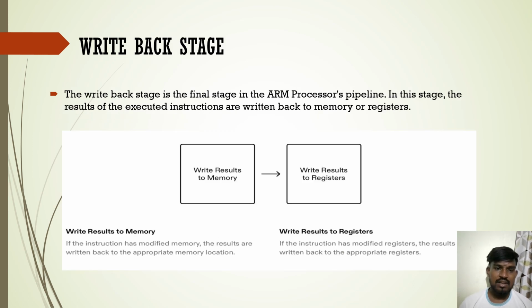Write back stage. The write back stage is the final stage in the ARM processor's pipeline. In this stage, the results of the executed instructions are written back to the memory or registers. The first step is write results to memory. If the instruction has modified memory, the results are written back to the appropriate memory location. Write results to registers. If the instruction has modified a register, the results are written back to the appropriate registers.